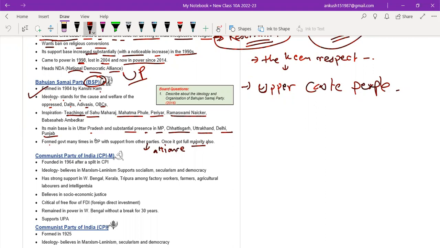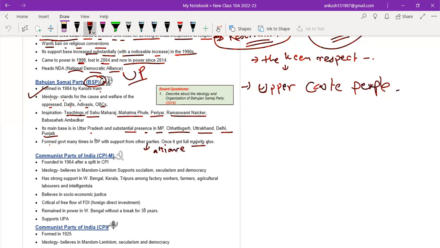It enjoys strong support in West Bengal, Kerala, Tripura, among factory workers, farmers, agricultural laborers, and the intelligentsia. I already told you the Communist Party of India is dedicated to the worker community only. It always criticized foreign investment. Now there is a big history behind why it opposed foreign direct investment. The party was in power in West Bengal without a break for 34 years.